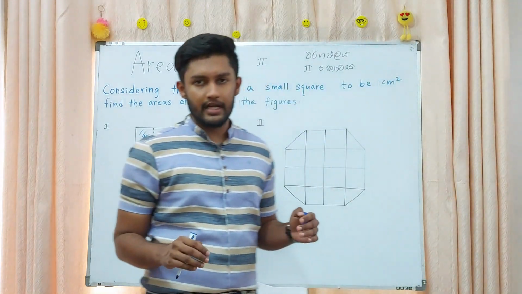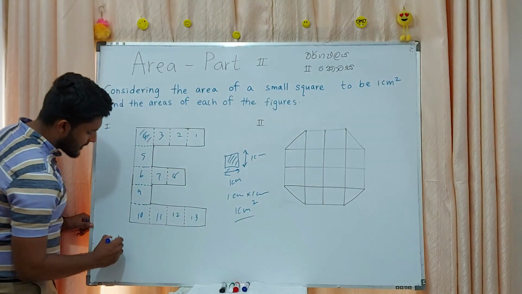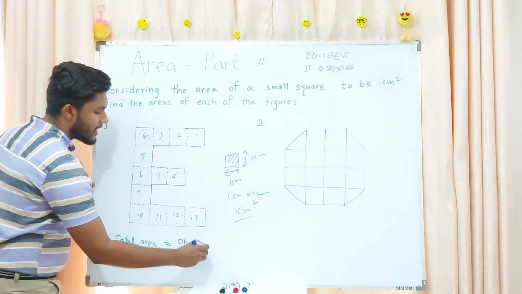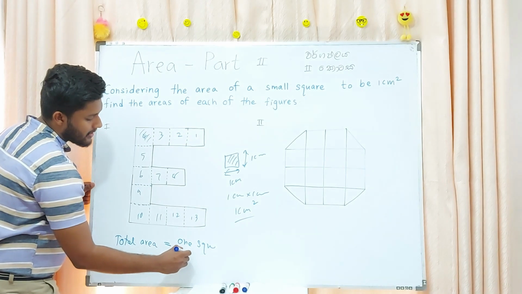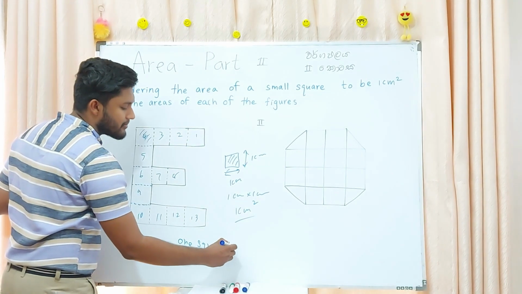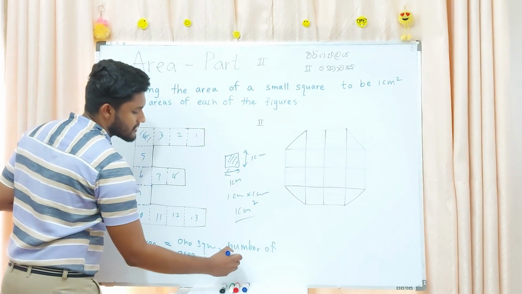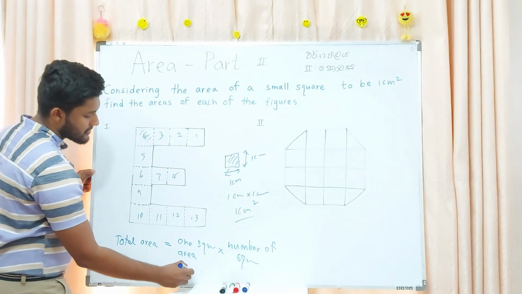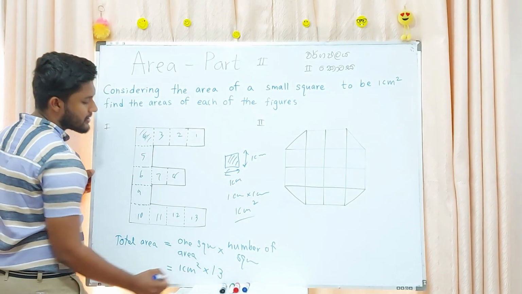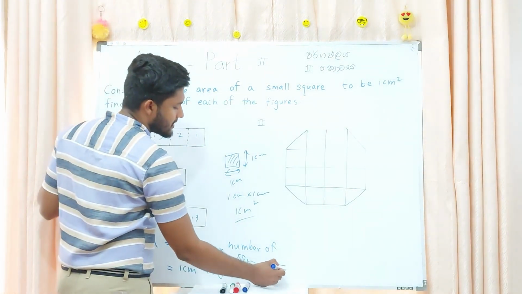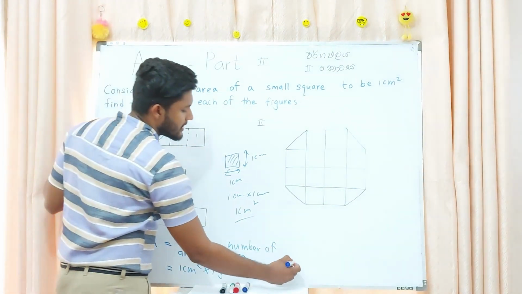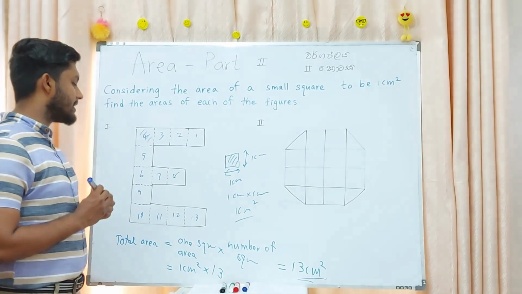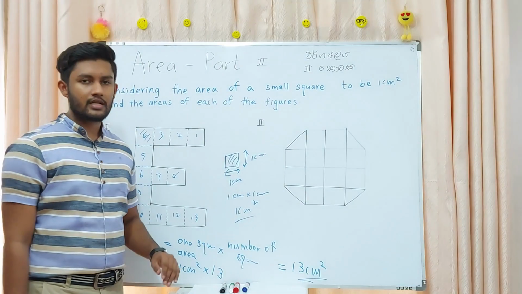Then we can calculate the area. Total area equals 1 square area multiplied by the number of squares. Then 1 square area is 1 centimeter squared into 13. Then the answer is 1 into 13, 13 centimeter squared. Total area is 13 centimeter squared.